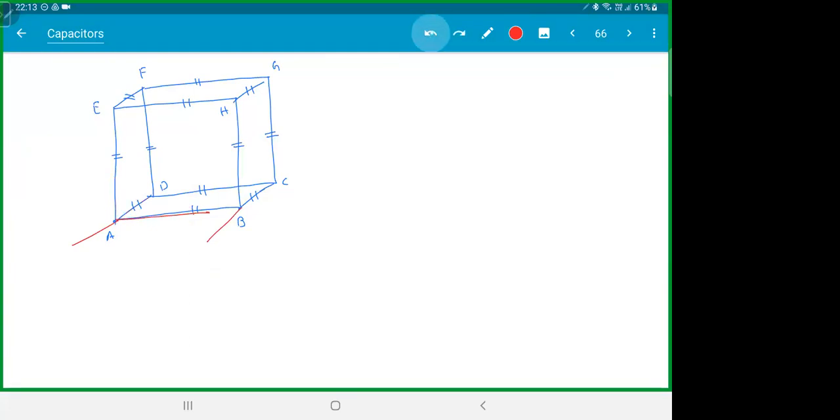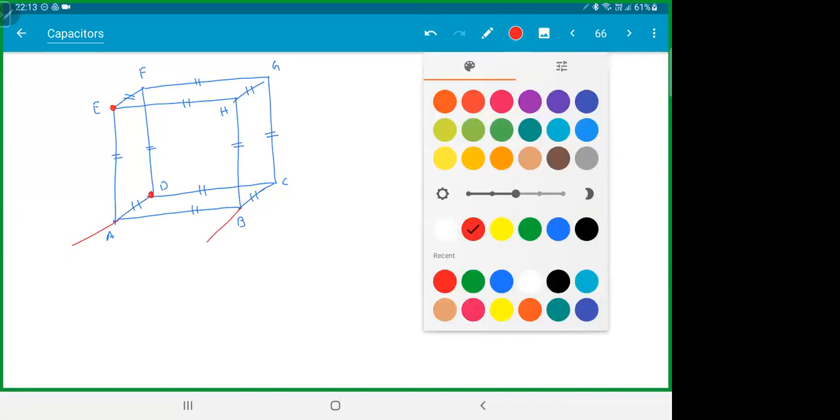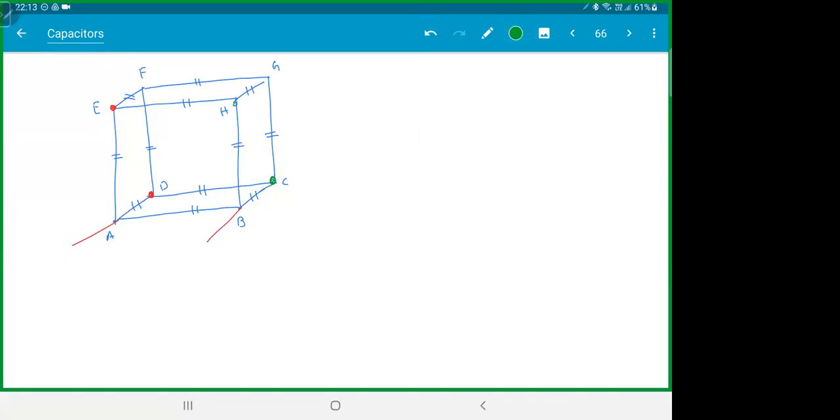D and E, no? For every path through D, you can find a similar path through E, isn't it? A, D, C, B, A, E, H, B. Are you getting it? Don't say B is symmetrical. B is the other terminal of the battery. So D and E are symmetrical. Similarly, you can also say C and H are symmetrical.